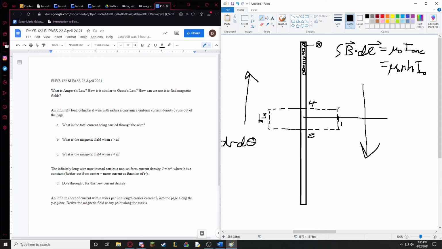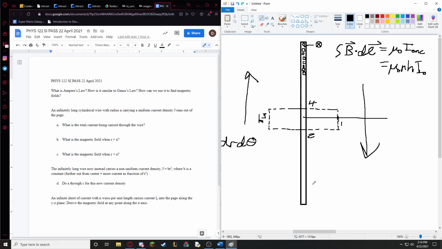Let's say we're doing our integral clockwise. So we're going down here, 0 for 2 and 4, and we're going up here. So what is our B·dl integral for part 1 here? What does that end up becoming? Is B a constant over this whole stretch? Yes. So B can come out. So it's B times the integral of dl.